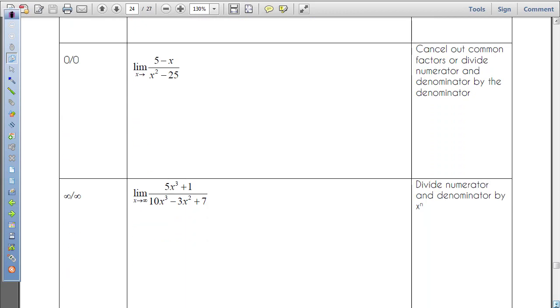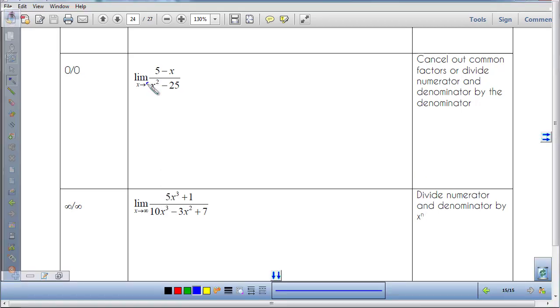Here we have the limit as x approaches 5 of 5 minus x over x squared minus 25. When we take a look at this, plugging in 5, I get a 0 up top. And in the denominator, if I plug in 5, we would get 0. So again, we have the indeterminate form of 0 over 0. We don't know how to take the limit of that. 0 over 0 doesn't mean anything to us. So we need to do some type of algebraic manipulation to help us evaluate this limit.